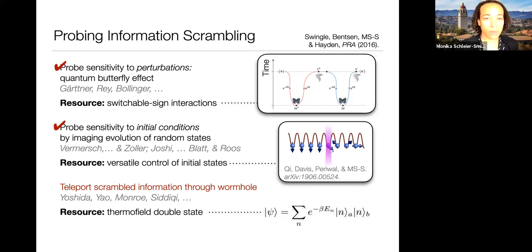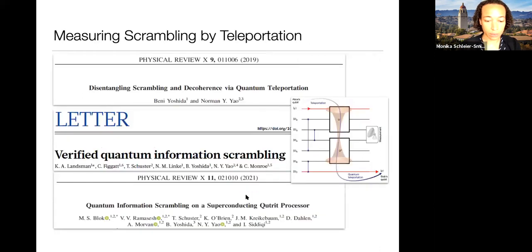And just to illustrate, I want to start by illustrating the connection to the idea I showed before of interferometrically measuring scrambling by a measurement of the commutator. In order to do that, I'm going to switch in a moment to something I can write on, but maybe I'll just briefly flash up some references and say that most of what I'll say is based on this nice theoretical paper called Disentangling Scrambling and Decoherence via Quantum Teleportation by Yoshida and Yao, which inspired a couple of experiments in trapped ions and in superconducting qubits over the past couple of years.